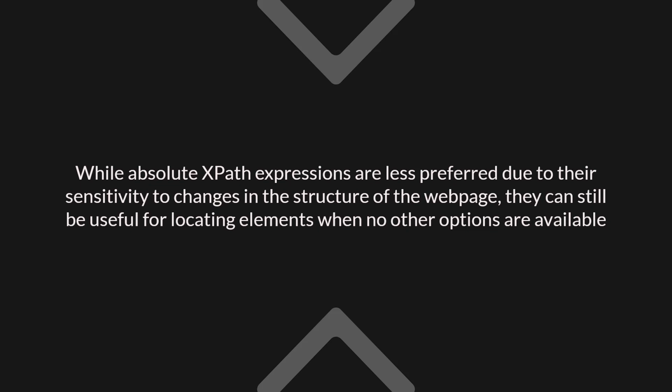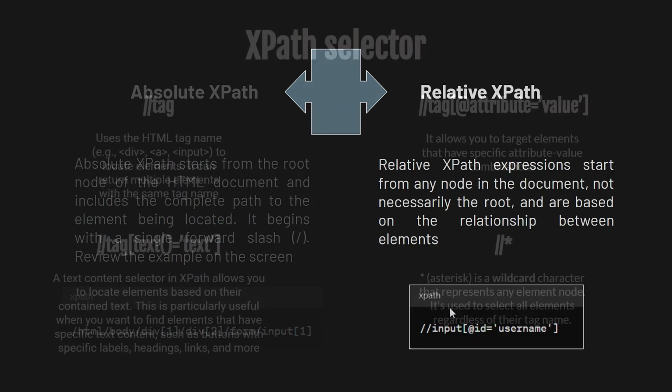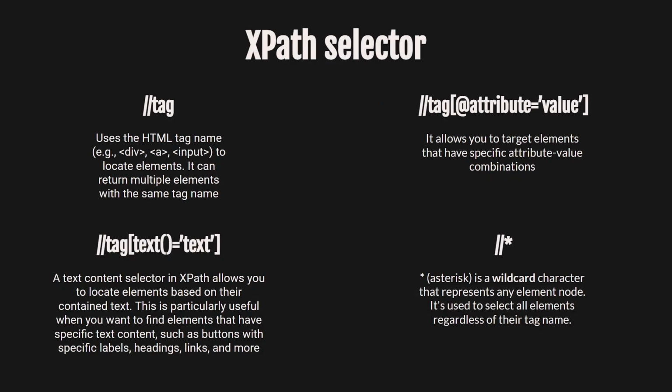The other is relative XPath. Relative XPath expressions start from any node in the document, not necessarily the root, and are based on the relationship between elements. Relative XPaths are preferred in automation testing because they are more flexible and less likely to break when the structure of the web page changes, although they can be slower than other locators. Review the example on the screen.